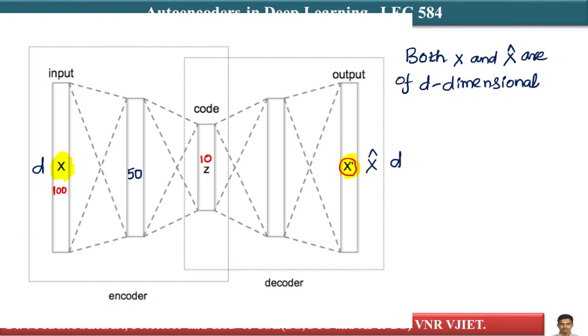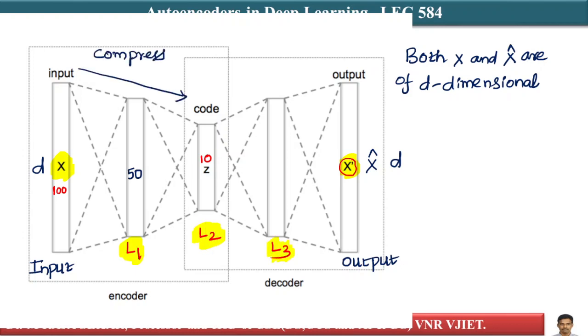Just see here how many hidden layers I have: 3 hidden layers. This is my input layer, and this is my output layer. This is my layer 1, layer 2, layer 3. How many hidden layers do I have here? 3 hidden layers. And what we typically do is we compress as we go down. Just see what's happening: I have 3 hidden layers, and we compress as we go down.